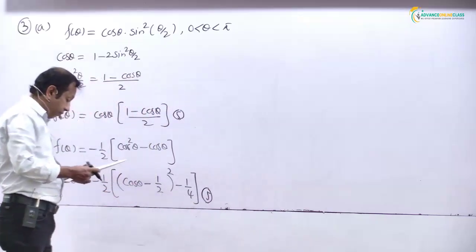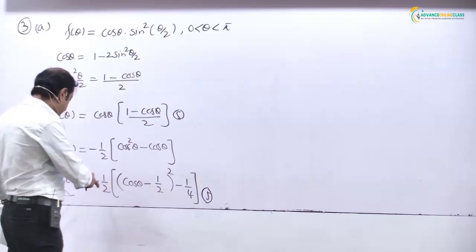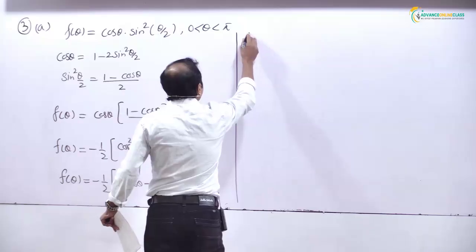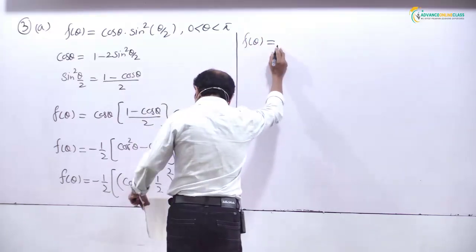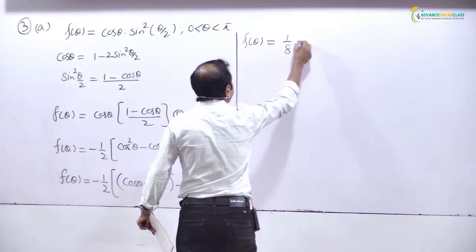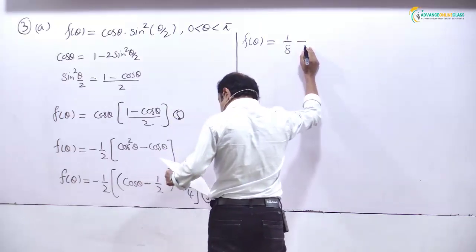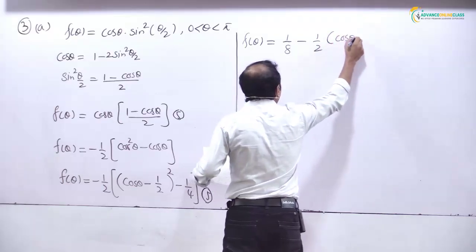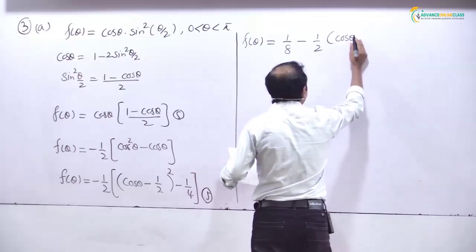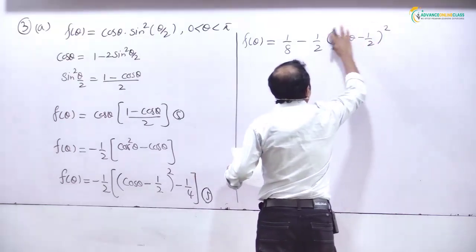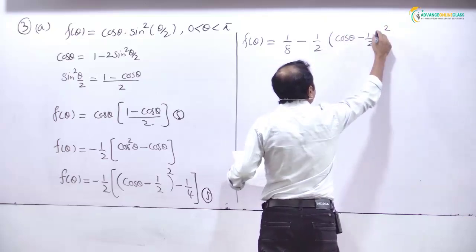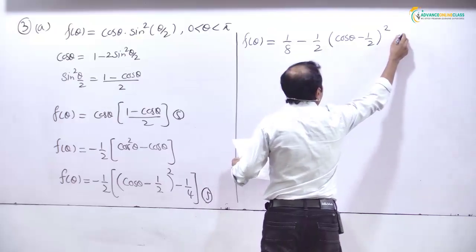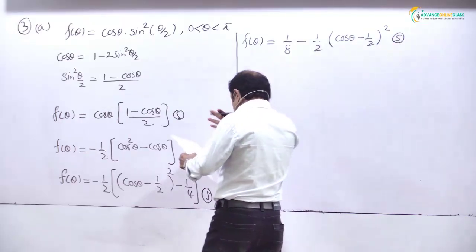For this 5 marks. Now remove the bracket, this and this. F theta equals 1 over 8 minus half, cos theta minus half perfect square. Cos theta minus half perfect square. For this 5 marks.